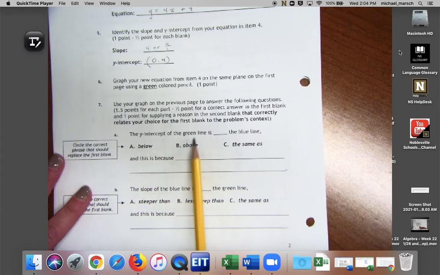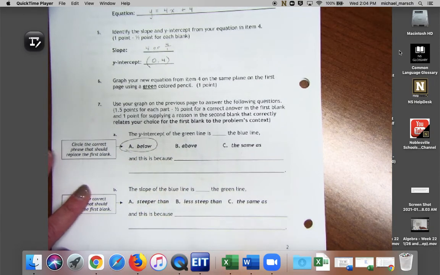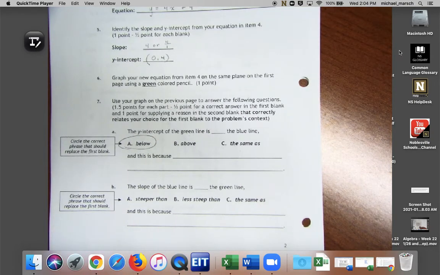The y-intercept of the green line is below, above, or the same as? Below. Who can tell me why it's below? It starts at a lower point. Okay, but what is that y-intercept representing? When it crosses the y-axis. The one-time admission fee, right?